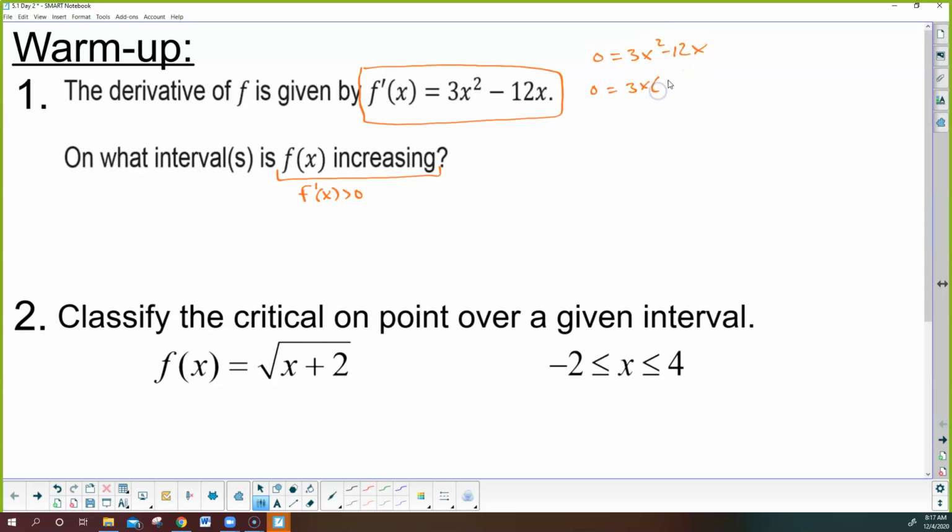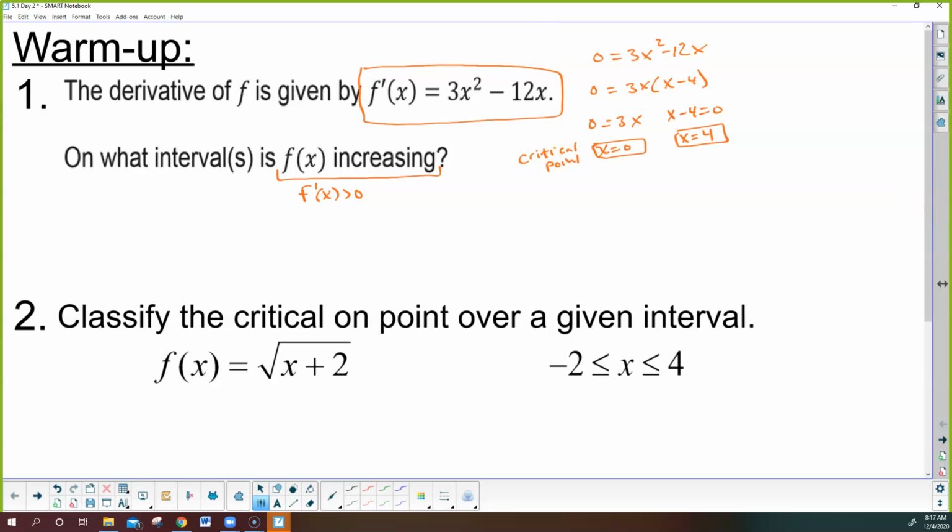So I notice that each one of these has a factor of 3x in common. So if I factor a 3x out, you don't even have to show me each one equaling its own 0. You could just tell me the answers from there, but if you want to, you get x equals 0, and you get x equals positive 4. So those are my critical points.